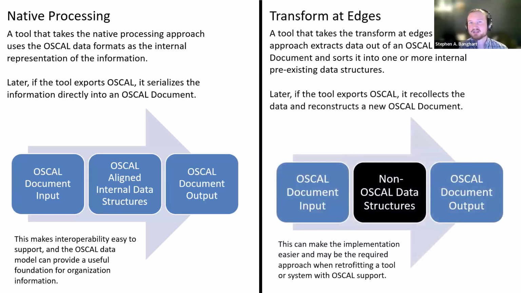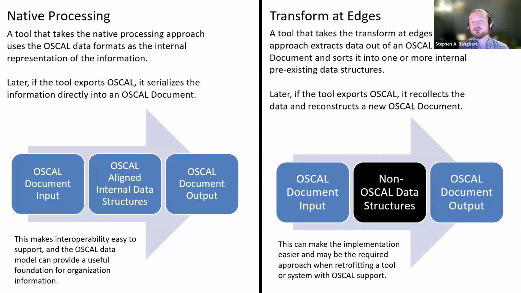The other approach is this transform at edges implementation. And this is a tool that takes inputs and stores and deals with that information in a non-OSCAL aligned way. And then, either at the end of its process, it then transforms and rebuilds, reconstructs OSCAL documents. This approach often makes implementation a little bit easier because you can use the data structures that you're already familiar with or have already established. And you're just transforming using interfaces on the edges. It does make interoperability more difficult in the future.